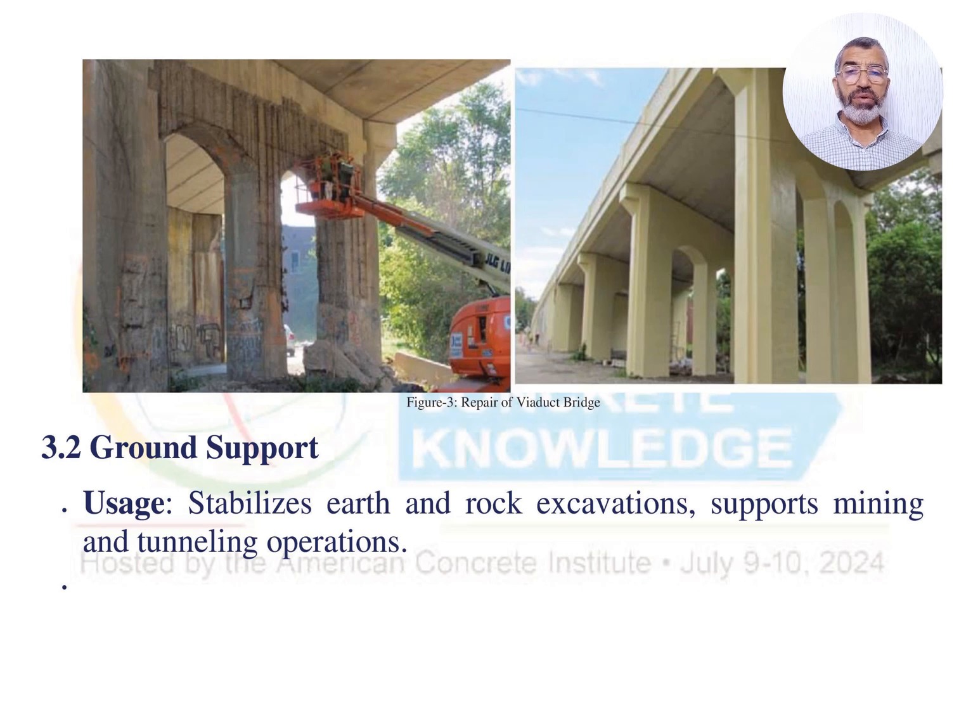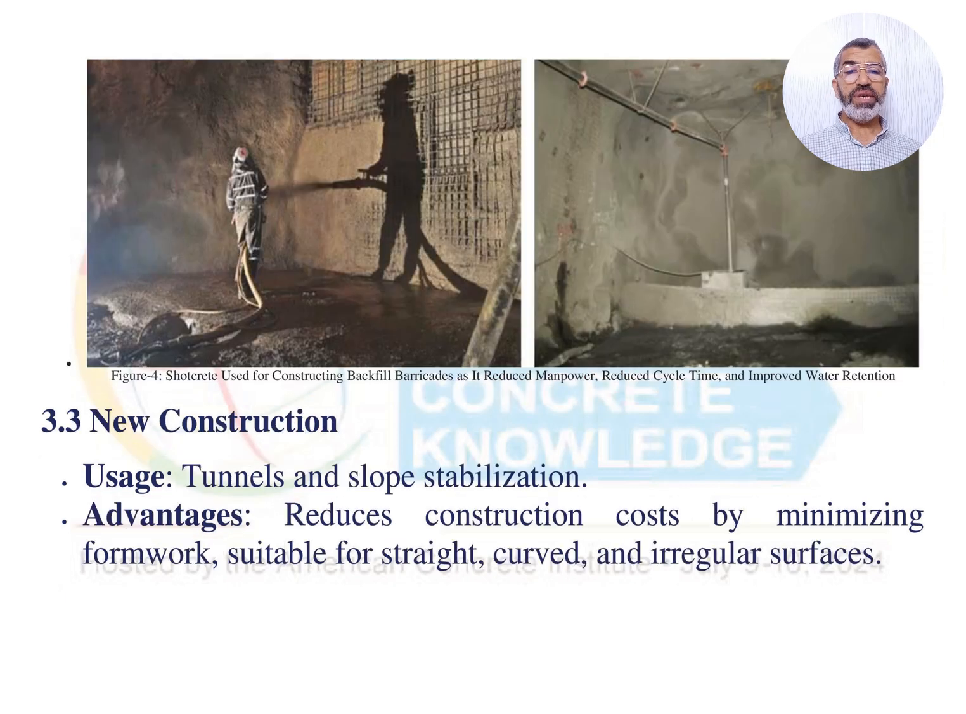The third application is for the ground support. The shotcrete process is used to stabilize earth and rock excavation and support mining and tunneling operations underground. As you see here in figure 4, shotcrete is used for constructing backfill barricades, which also reduce manpower and the cycle time.